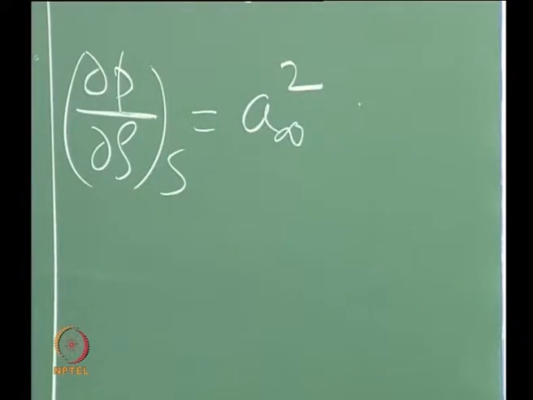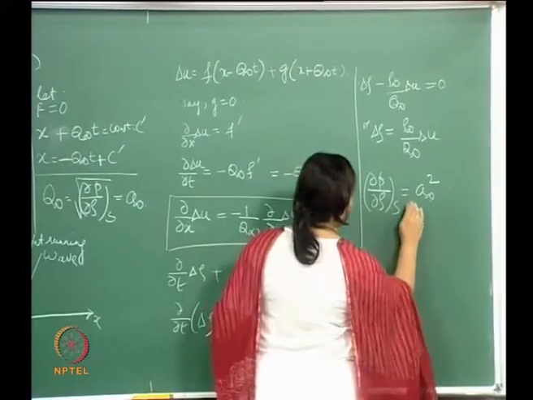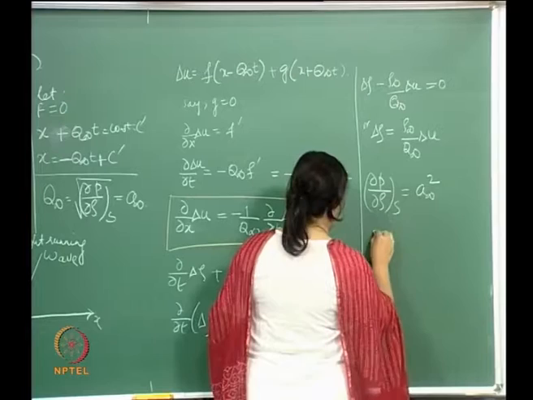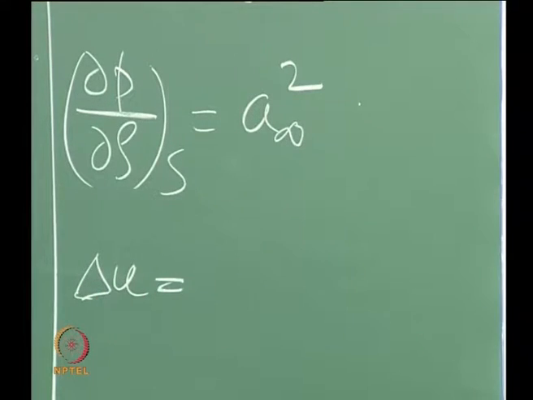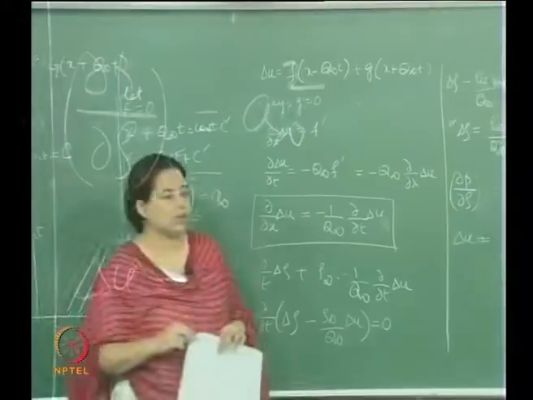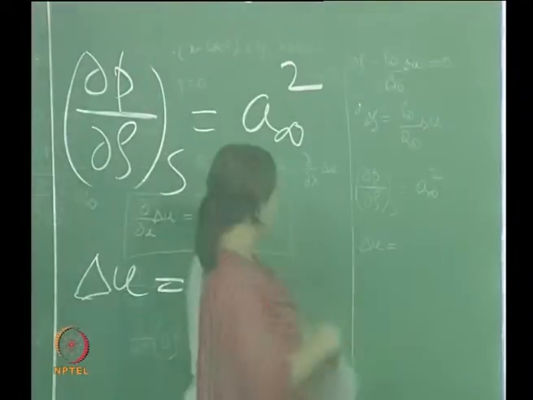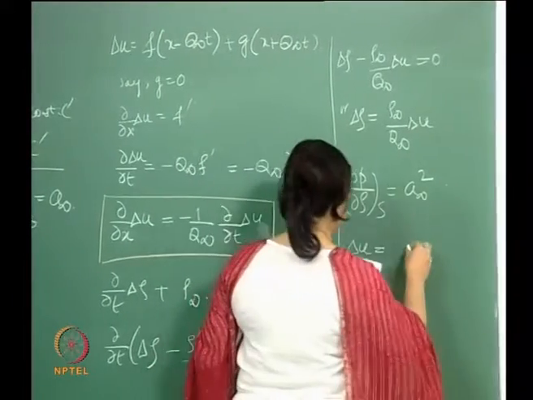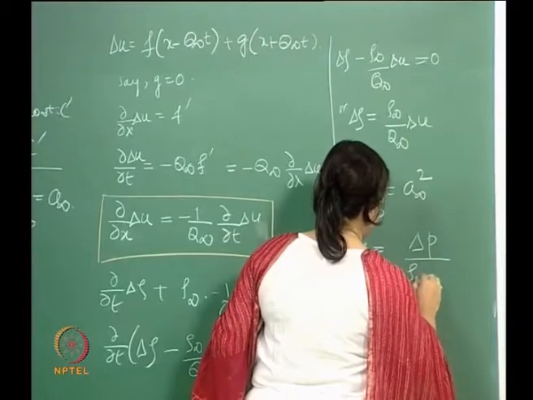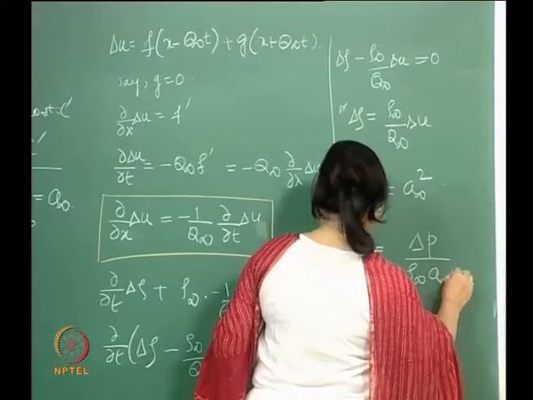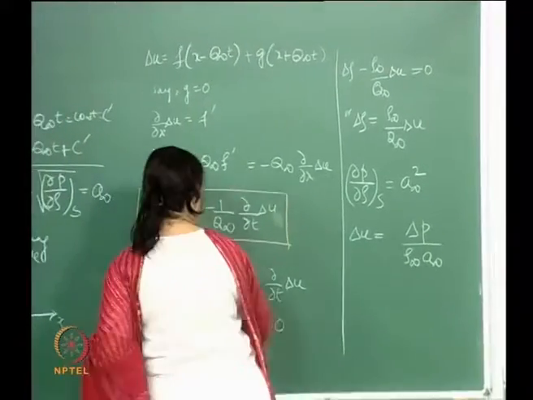Now, again, delta p by delta rho is equal to a infinity square, right. Now, if I incorporate this into this, I will leave you to do the detailed, or simple, math now. So, essentially I am going to incorporate this into this. What I get now is delta u is delta p by rho infinity a infinity. So, I get this. Okay.